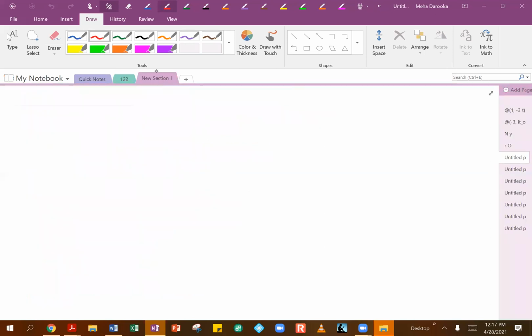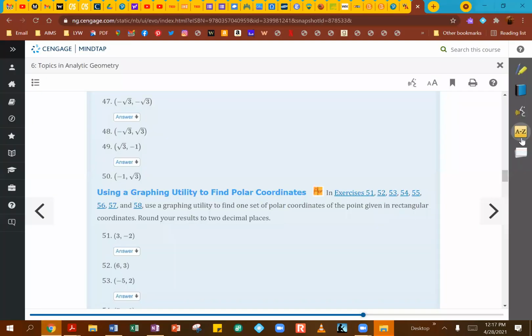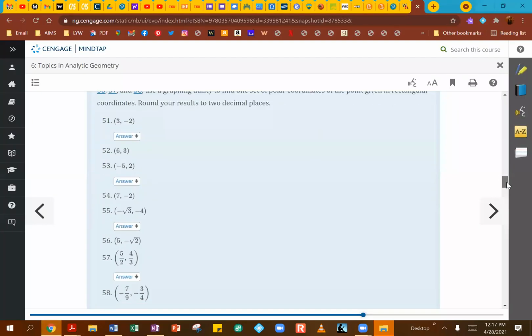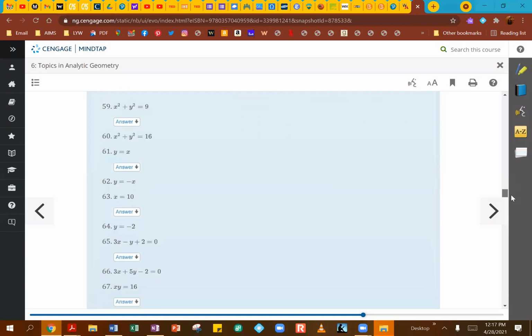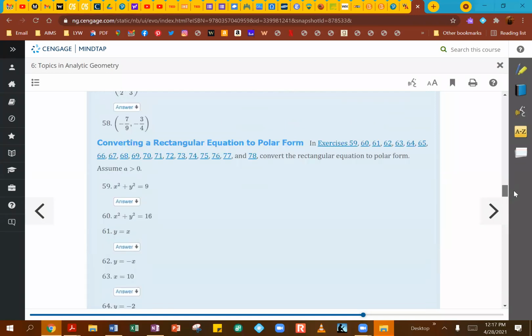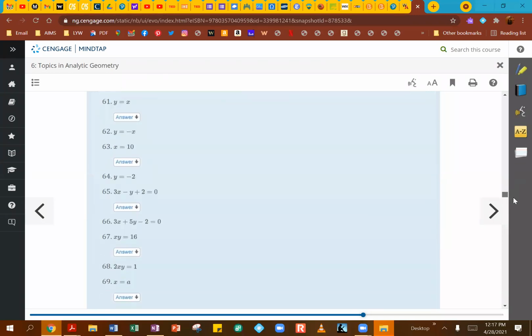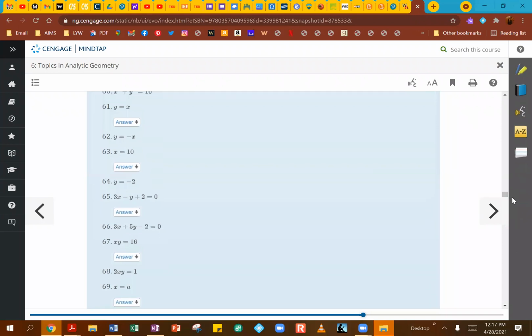Now let's take a look at our next type. And I think this one is where we do the equations. Okay, so we're looking at 66. So this one is asking us to convert the rectangular equation to a polar equation.